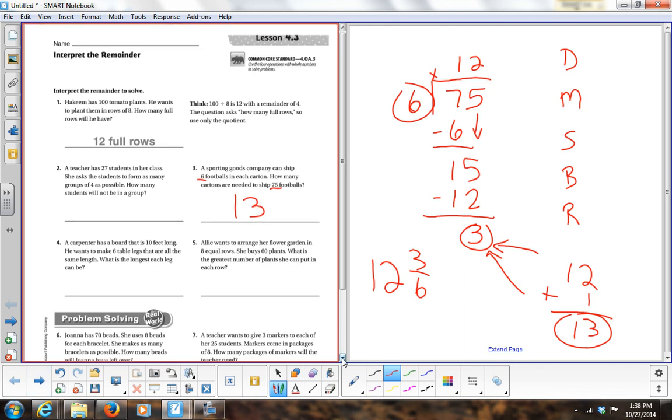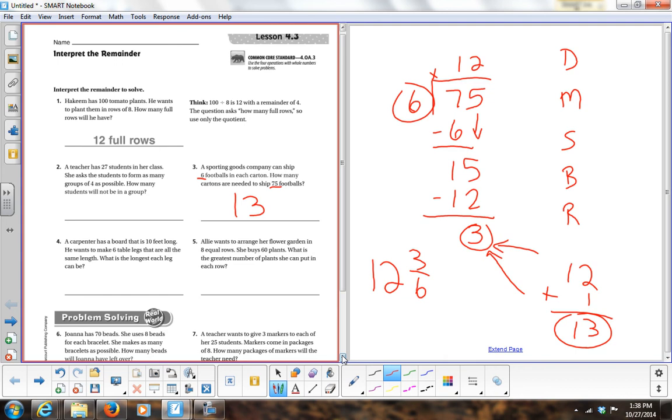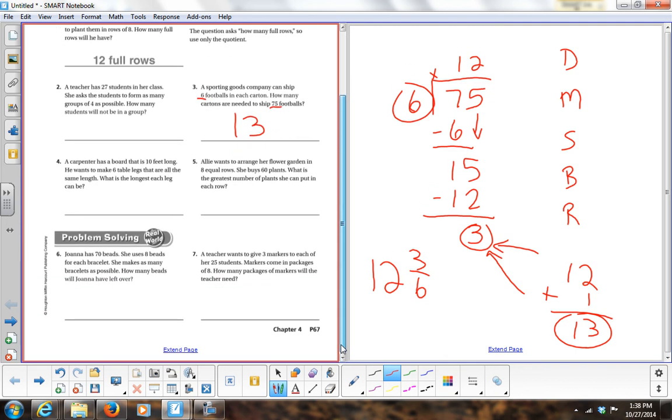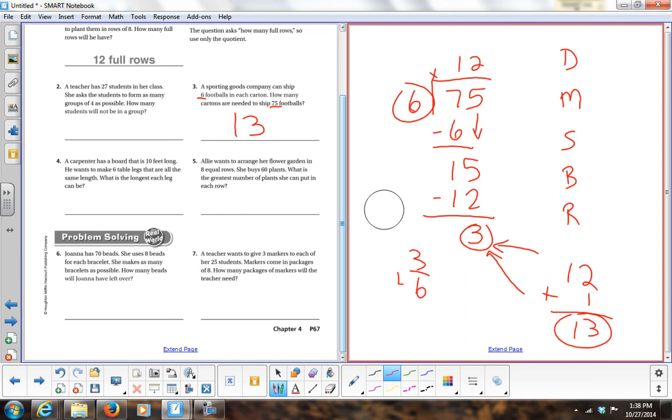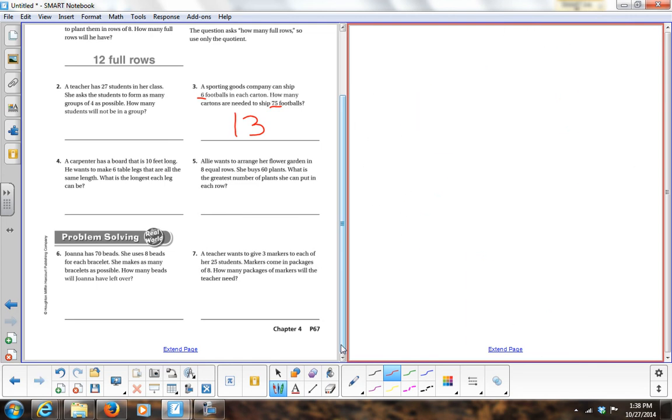Alright, let's look at number 7. A teacher wants to give 3 markers to each of her 25 students. Markers come in packages of 8. How many packages of markers will the teacher need? Okay, so the 2-step problem. What's my first step? Elise.